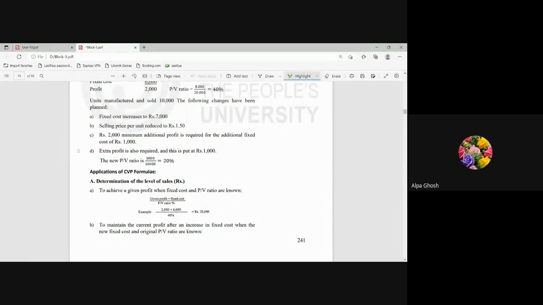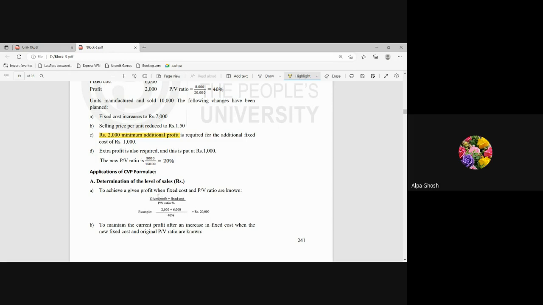Now, how to determine the level of sales when given profit, fixed cost, and PV ratio are known? Sales level equals given profit plus fixed cost divided by PV ratio percentage. So what is the given profit? They are saying rupees 2,000 as additional profit. So given profit is 2,000 plus fixed cost.